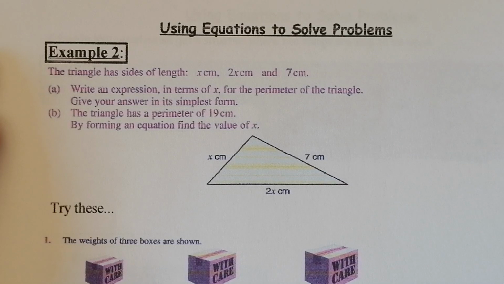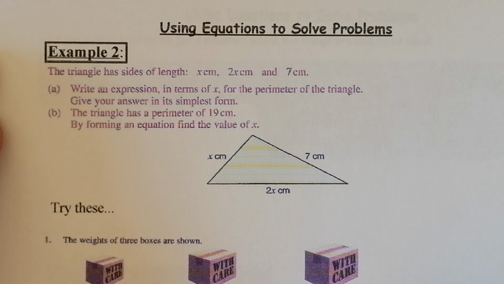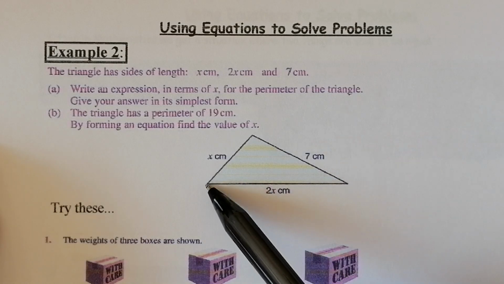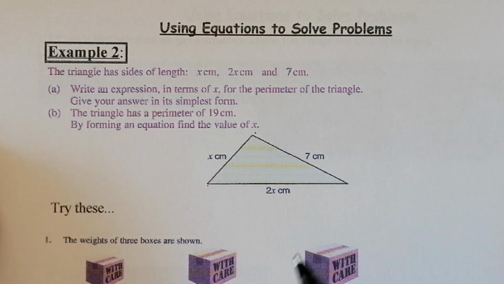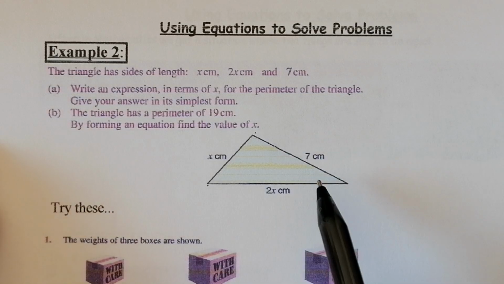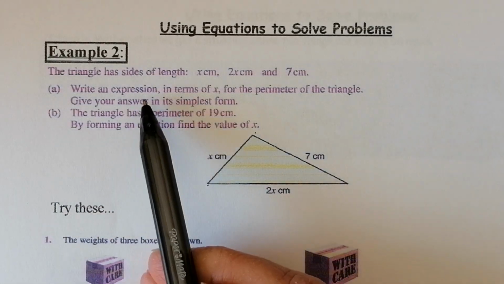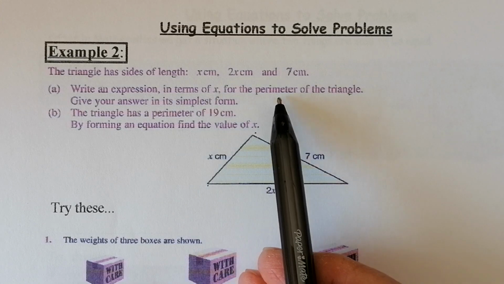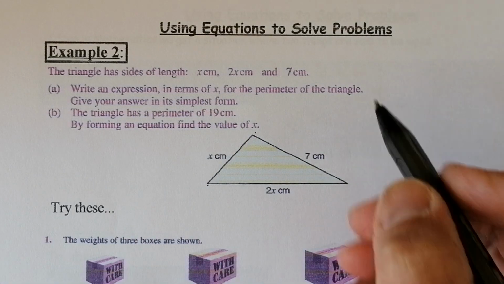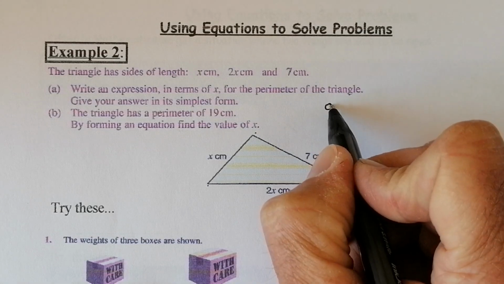Right, so what we've got here is we've got a triangle. The sides of the triangle are x centimetres, 7 centimetres, and 2x centimetres along there, okay? Right. So write an expression in terms of x for the perimeter of the triangle. Give your answer in its simplest form, okay?